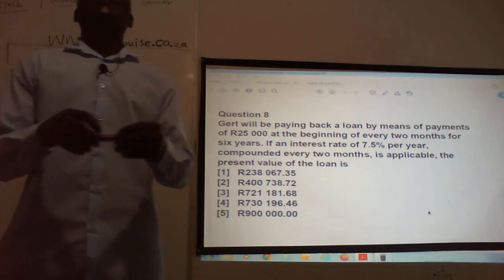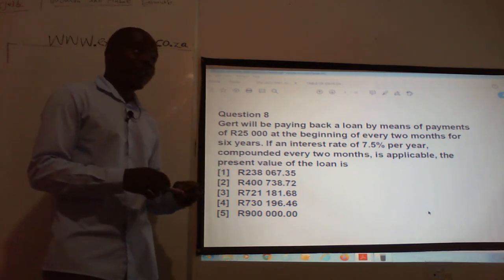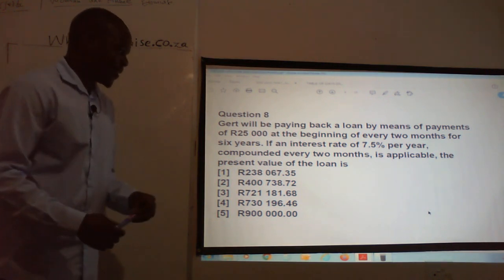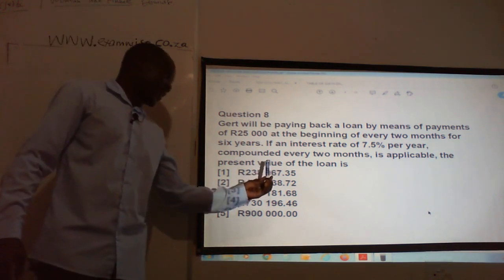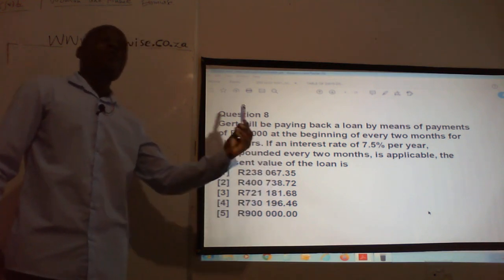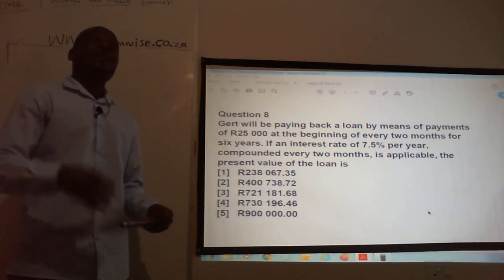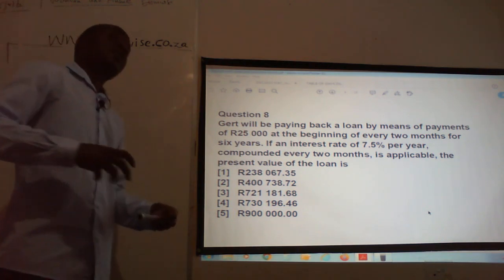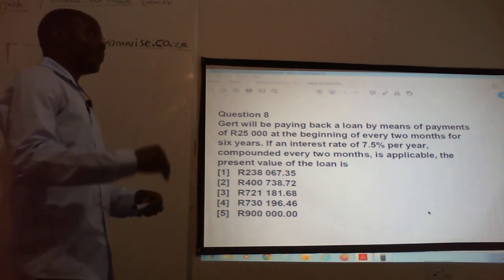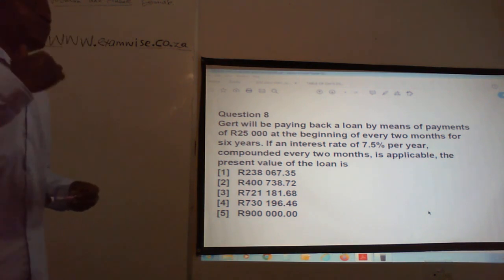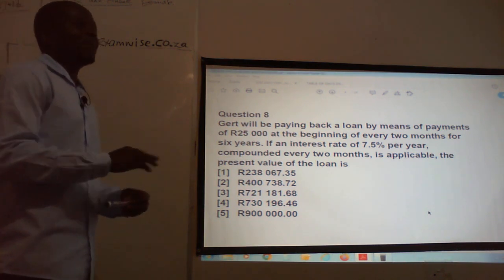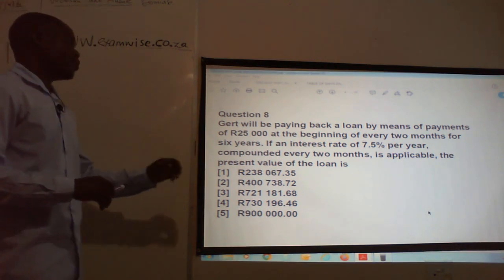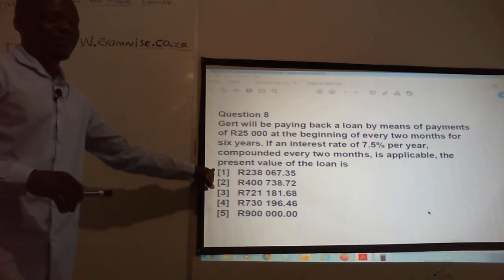So what are we required to calculate? The question is clear and specific. It says the present value of the loan is. So we are required to calculate the present value. In the exam as well, that will be the first thing you have to do. Once you have determined the variable to be calculated, then we are done.